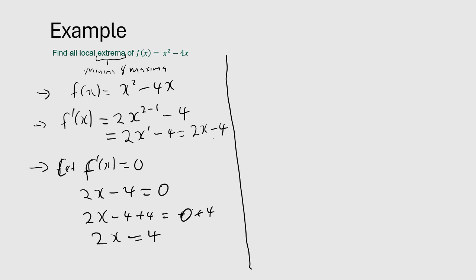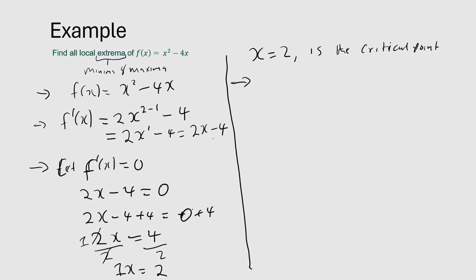And from here, we divide both sides by 2. 2 goes into 2 one time. So this is 1x is equal to 4 divided by 2, which is 2. 1 times x is x. So we have x is equal to 2, which is our critical point. So since we found the critical point, the next step is we have to find f prime prime of x. That is the second derivative.